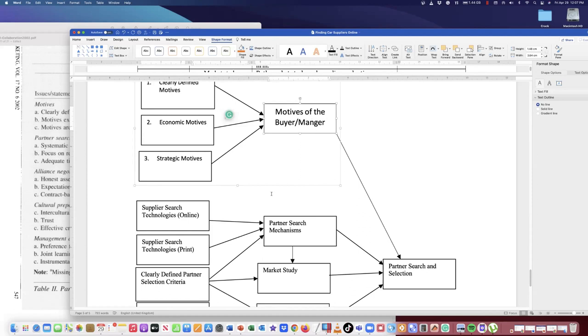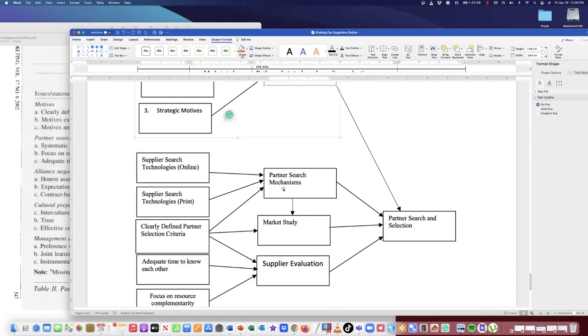Okay, so the motives you have should be clearly defined, economically driven, and strategic. That's what you are saying. Good. That should come to the pattern search mechanisms you use, you conduct a market study, and then you also evaluate the supply. When you do a market study, it will help you to evaluate the supply. So the market study and the supply evaluation. So your market study helps you for the cars.